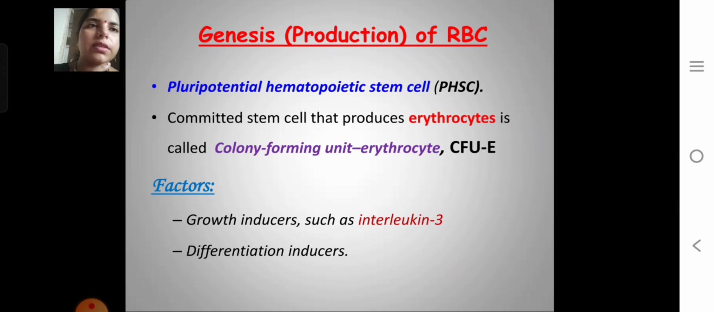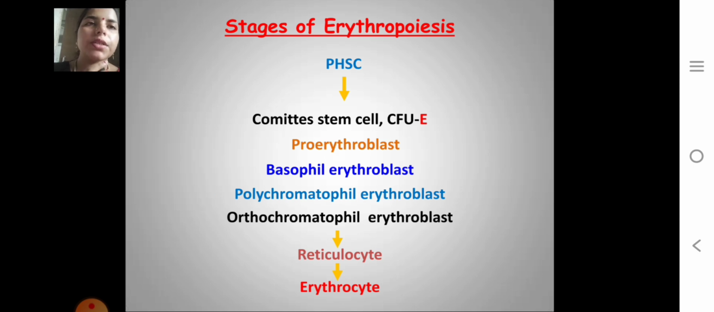In today's class, I will discuss the production of RBC, that is, from the pluripotential hematopoietic stem cell (PHSC). The committed stem cell that produces erythrocytes is called the colony-forming unit erythrocyte, that is, the CFU-E. Factors are the growth inducers such as interleukin 3, and differentiation inducers.